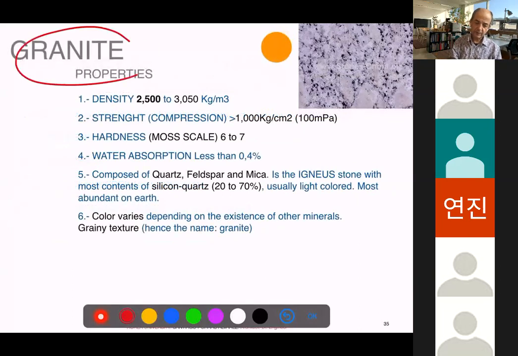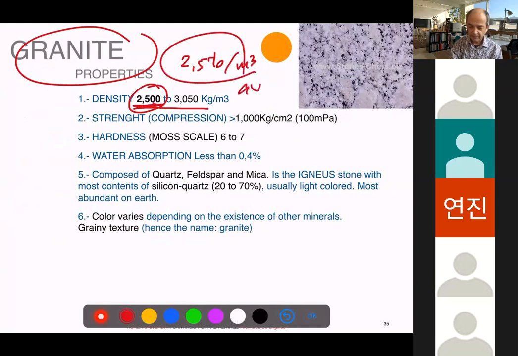Granite is probably the most typical. You don't need to memorize all, but you have to get the feeling. So this is a test stone, and I put this in black because 2.5 tons per cubic meter, or 2,500 kilograms per cubic meter, is like the average stone density, right? So if you see a stone, you say, okay, 2.5, a bit less, a bit more, you will have most stones.